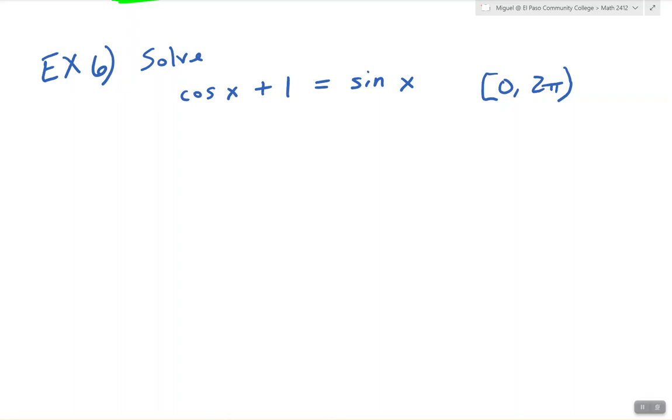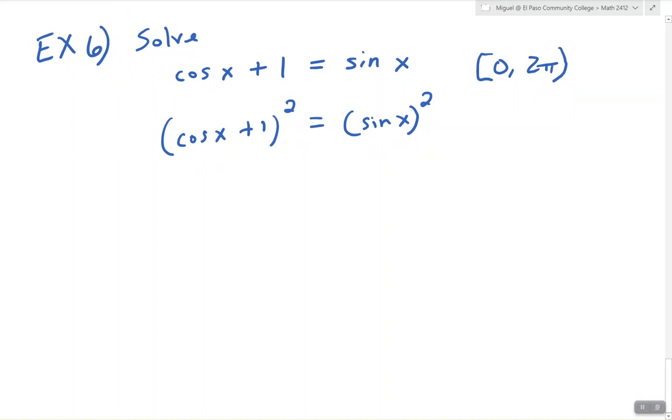So what we could do is force some squared terms in here. We have an equation, so let's square both sides of this, like so. Because it's an equation, we can do the same thing to both sides and they'll still be equal. So this is allowed.